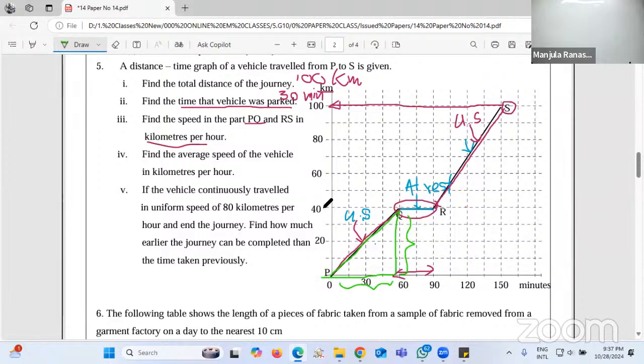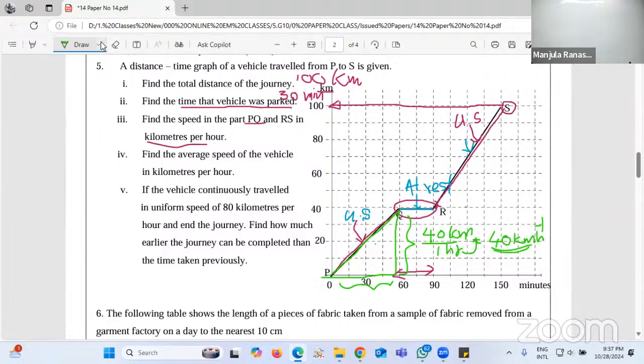What is the vertical height? That is 40. This height is 40 kilometers. Divide by the horizontal length, what is it? Here 60 minutes. You can write it in hours. That means 1 hour. So what is the speed then? 40 kilometer per hour. The hours goes to the top as h to the power minus 1. 40 kilometer per hour. Okay, so that is the speed at part PQ.